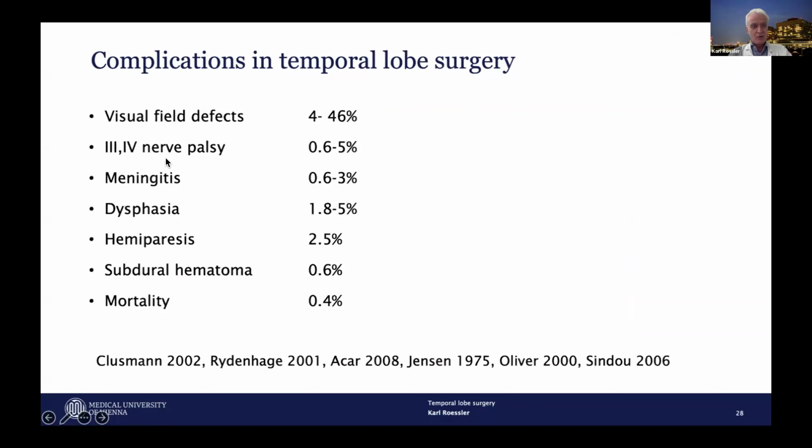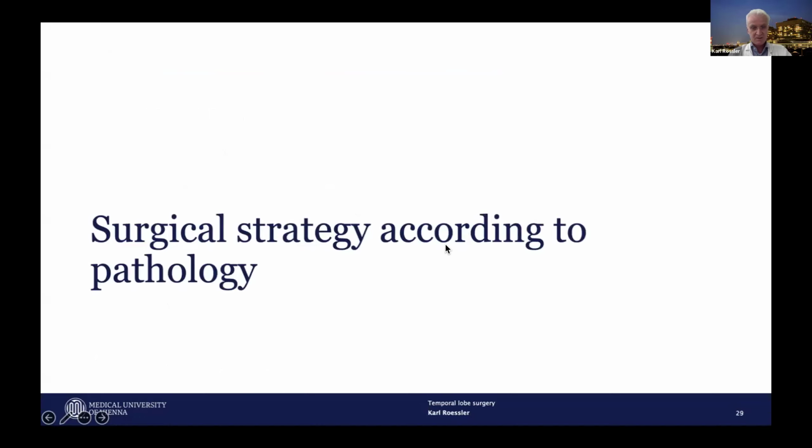Then you can injure the nerves, the third and the fourth nerve. You can have a meningitis, and on the dominant side, dysphasia. Hemiparesis risk is about 1 to 2%. Subdural hematoma. Mortality is normally 0 in the modern series.